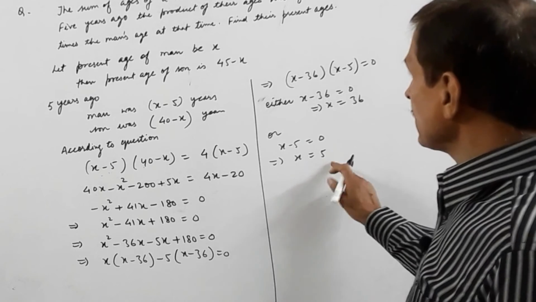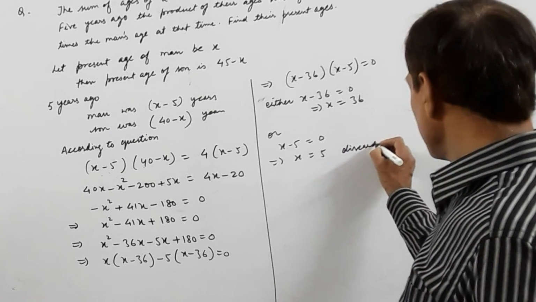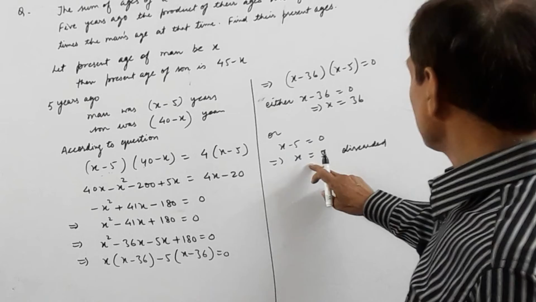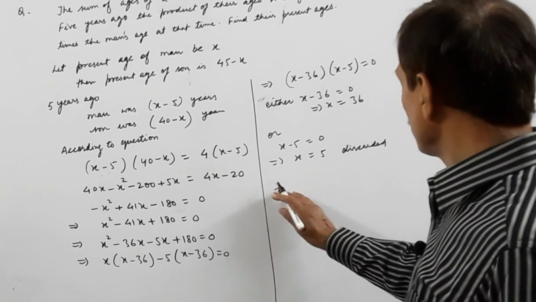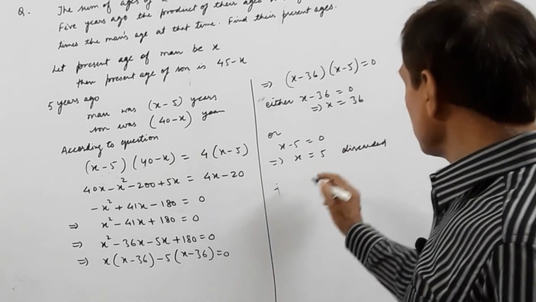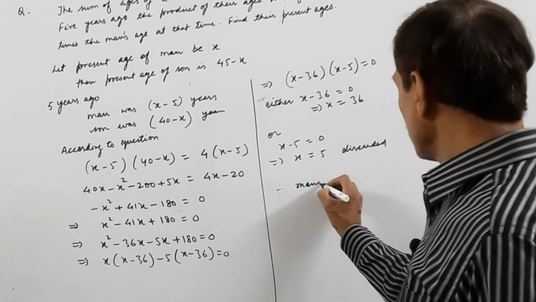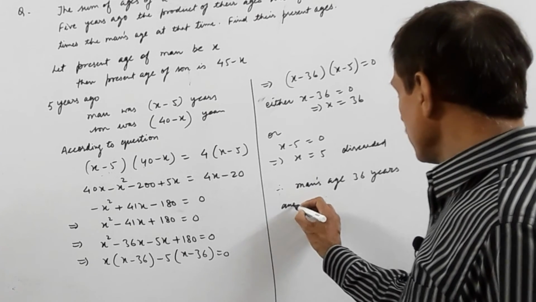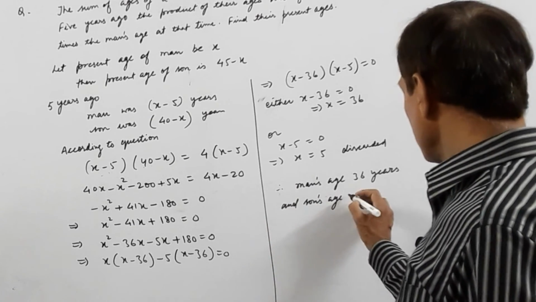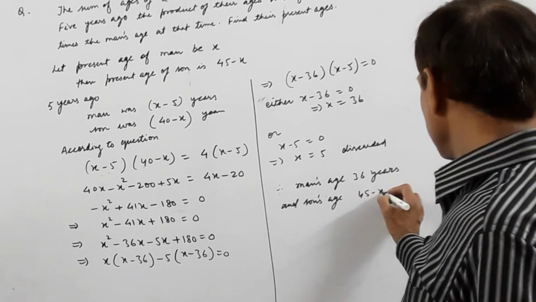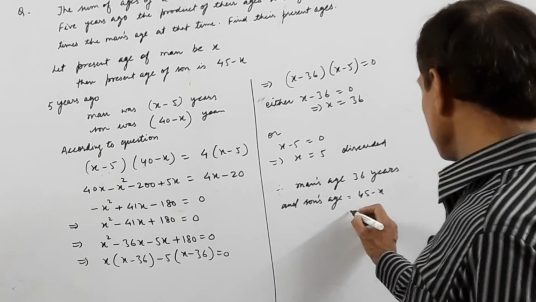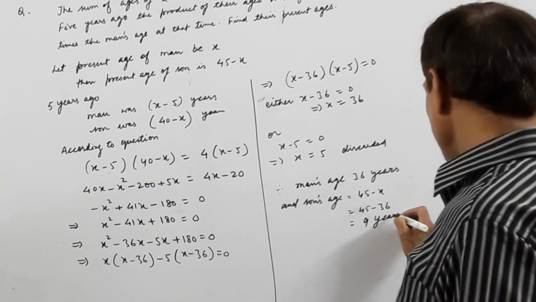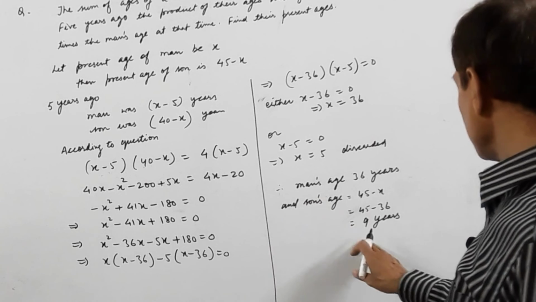So this value is discarded because the man's age is greater than the son's. Therefore, the man's age is 36 years and the son's age is 45 minus x, which is 45 minus 36, that is 9 years. So the man is 36 years and the son is 9 years.